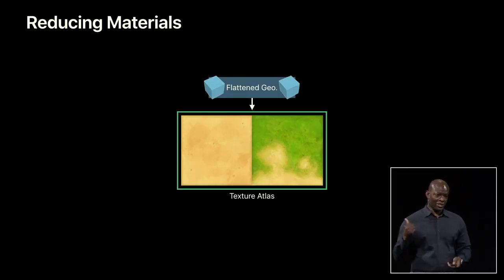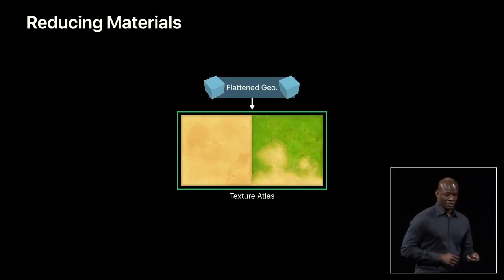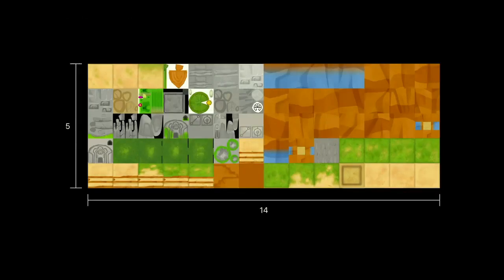In Learn to Code, I'll give you an example of one of the atlases for the world that I just showed you. This is what our atlas looked like. We had over 70 materials that we were able to condense down into one. That's a huge saving.